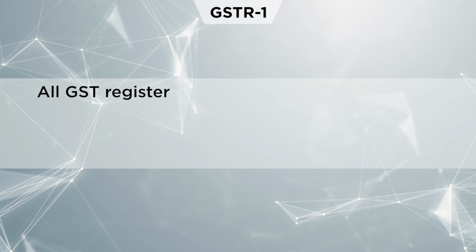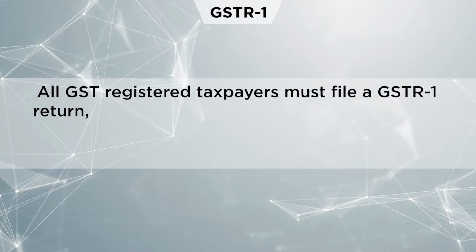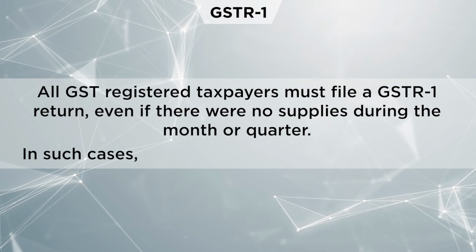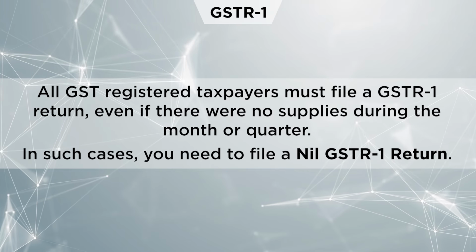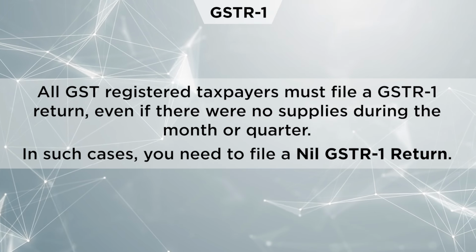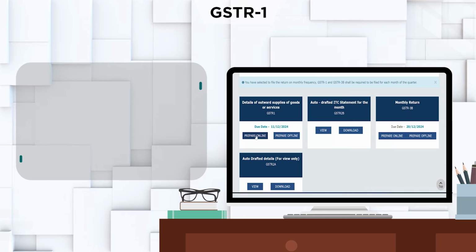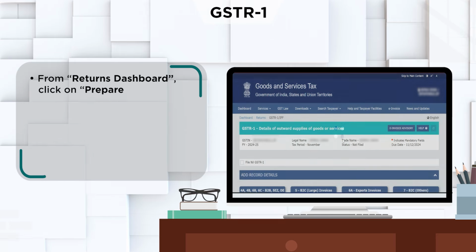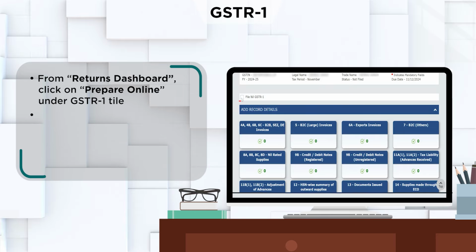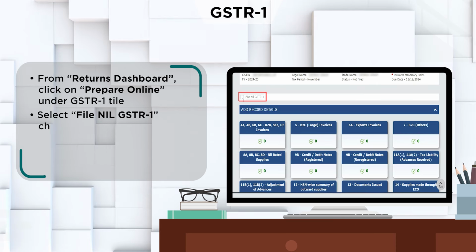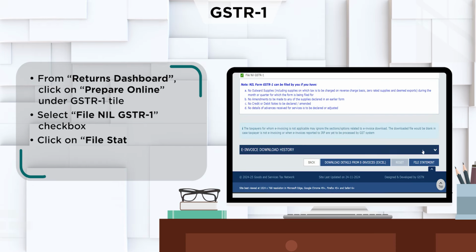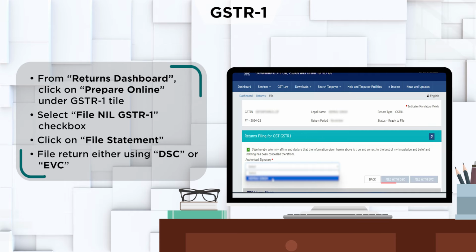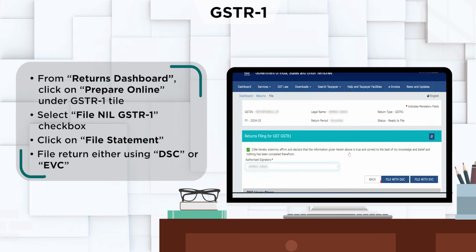It is mandatory for all GST-registered taxpayers to file a GSTR-1 return even if there were no supplies during the month or quarter. In such a case, you'll need to file a nil GSTR-1 return. From the Returns dashboard, click on Prepare Online under the GSTR-1 tile. Select the File nil GSTR-1 checkbox and then click on File Statement. Finally, file your return by either using DSC or an EVC.